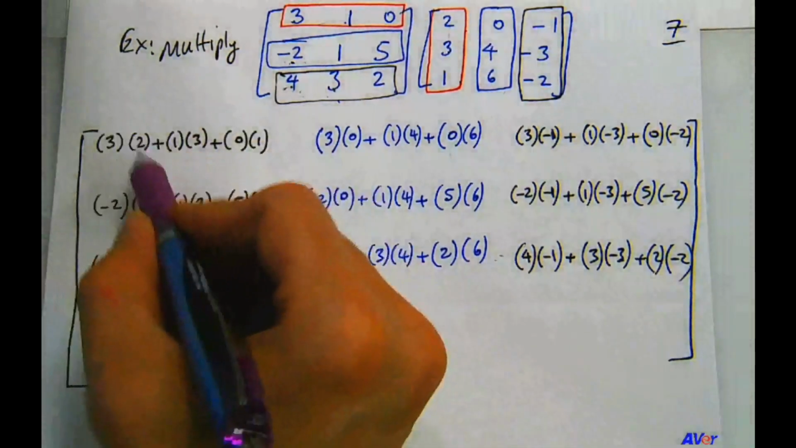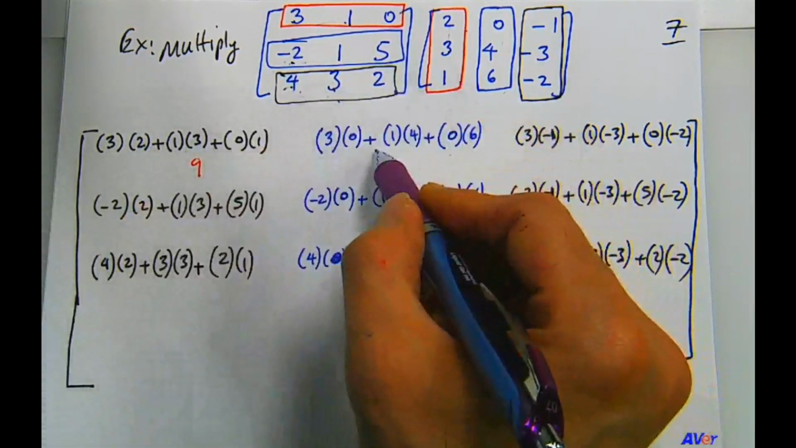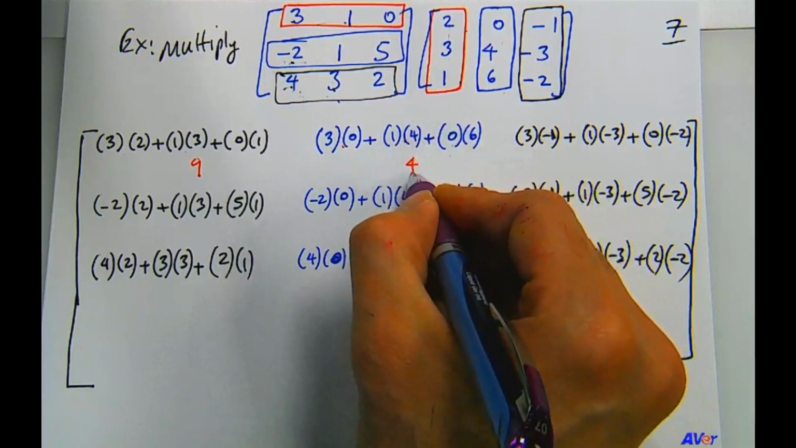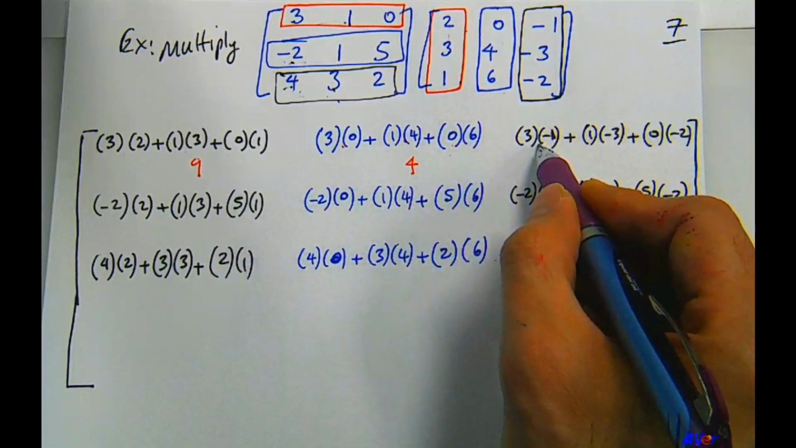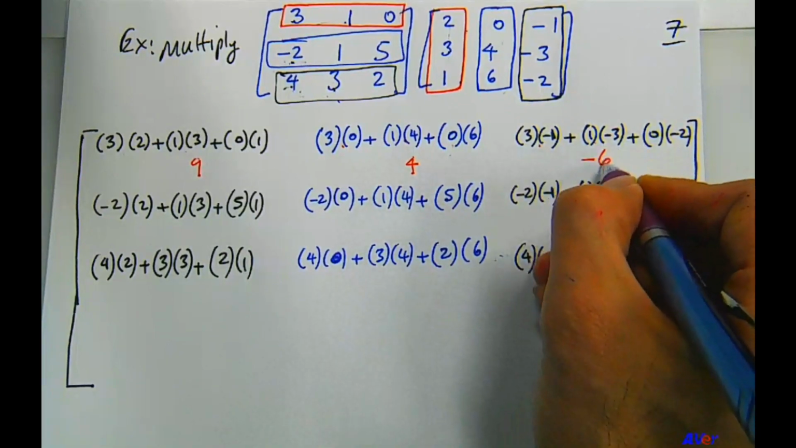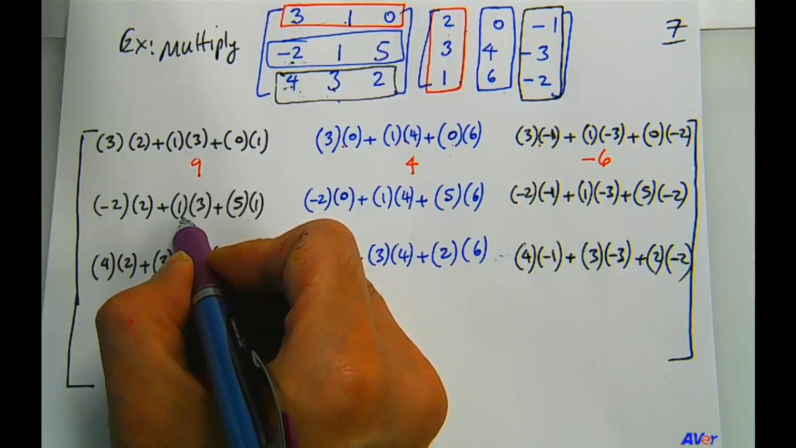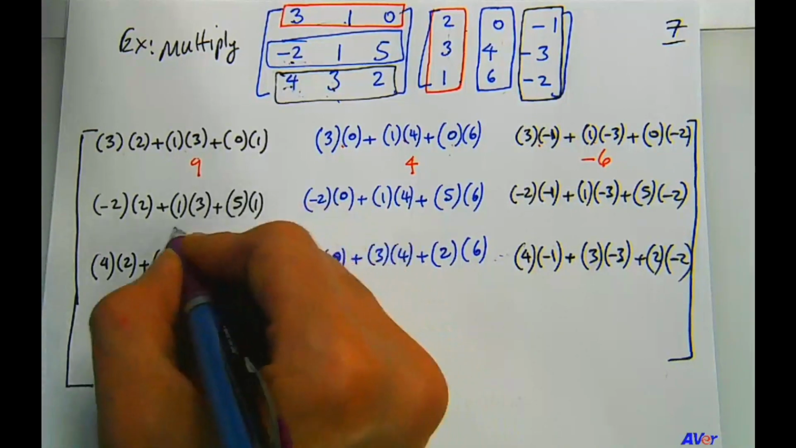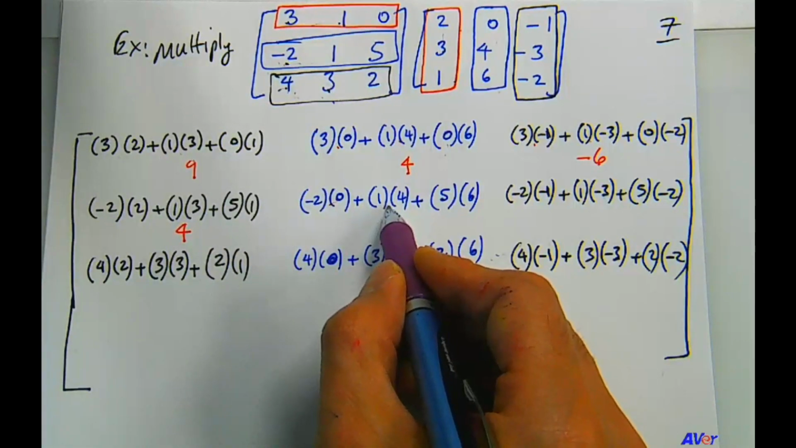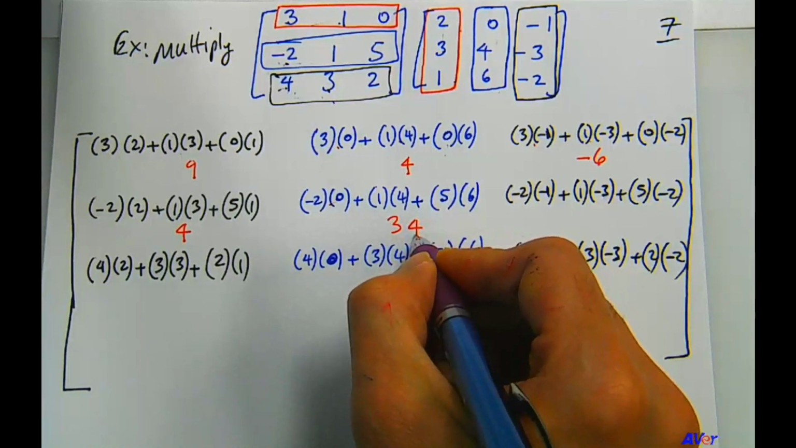So here we have 6 plus 3, 9, plus 0 is just 9. Here we have 0 plus 4 is 4, plus 0 is 4 again. Here we have negative 3 plus another negative 3, that's negative 6, plus 0 is negative 6. Here we have negative 4 plus 3, that's negative 1, plus 5, that's 4. Here we have 0 plus 4 is 4. We have 5 times 6, 30. 30 plus 4 is 34.